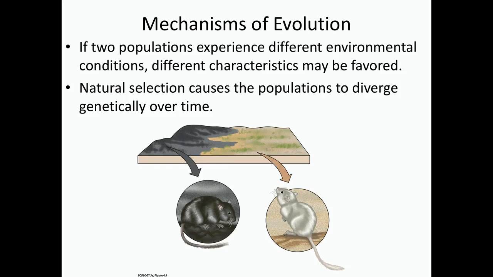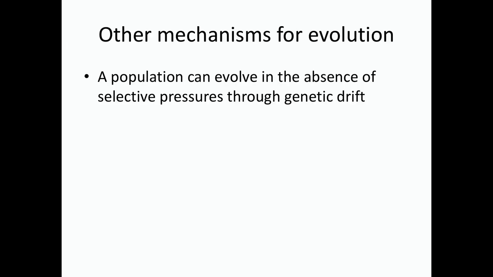Okay, now we've talked about natural selection. So this is features that allow you to be successful becoming more common over time, driving evolution. But there are other mechanisms that drive evolution. So populations can evolve even if there are no selective pressures. And one of the major ways that populations can evolve without selective pressure is through something called genetic drift.